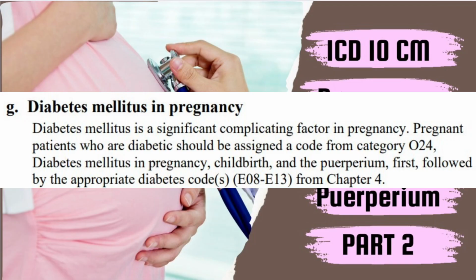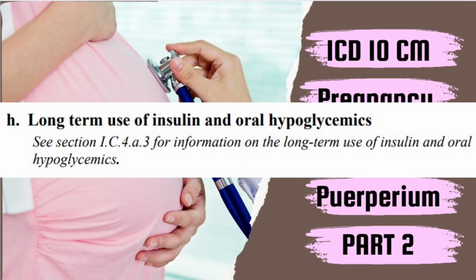For the H point, long-term use of insulin and oral hypoglycemics. This follows the general guideline we already discussed under the diabetes section. You'll be going with the O code first, diabetes mellitus in pregnancy, that O24, followed by the diabetes code, and then followed by that you'll be giving the long-term use of insulin and oral hypoglycemics, whatever the patient's current medication usage. I don't want to go into detail on that. So this is how it will follow.